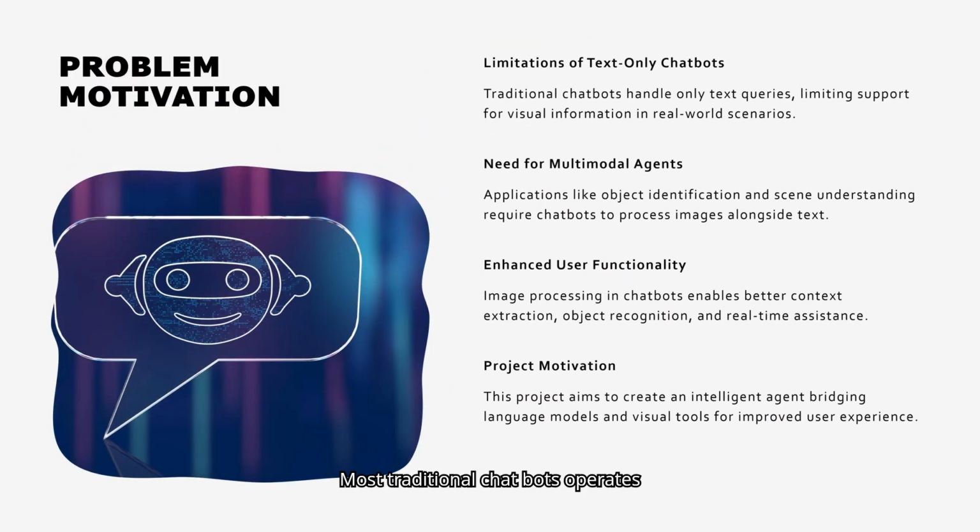Most traditional chatbots operate purely on text input. While they are effective for conversational tasks, they completely fail when users provide images. In real-world scenarios, images are everywhere: screenshots, documents, product photos, signs, and daily life pictures. A chatbot that can't understand images is limited in scope and can't support many practical tasks. So the motivation for this project was to build a system that bridges this gap by integrating vision capabilities into a conversational agent.